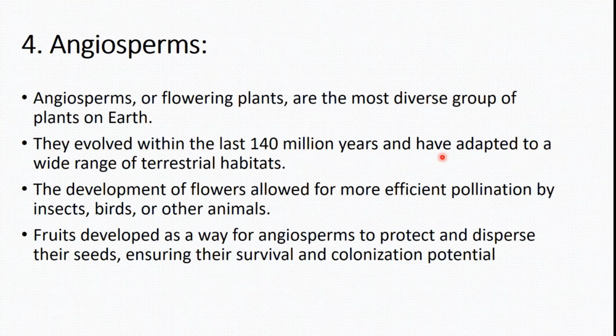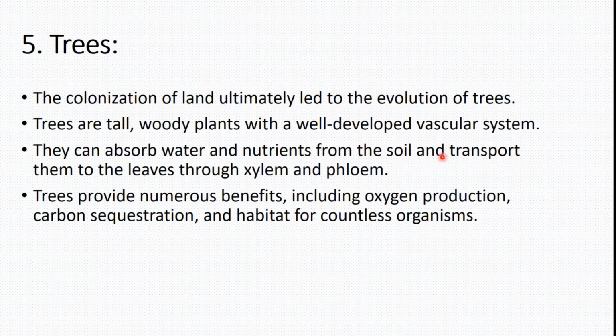And the fruits develop as a way for angiosperms to protect and disperse their seeds, ensuring survival and colonization potential. And the other one will be trees. The colonization of land ultimately led to the evolution of trees.